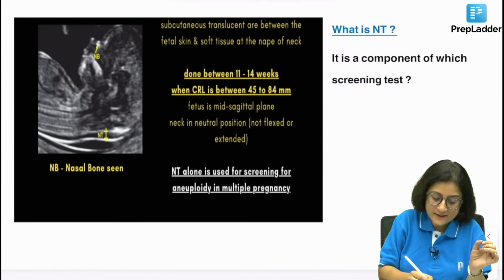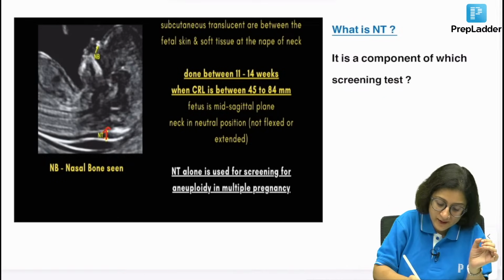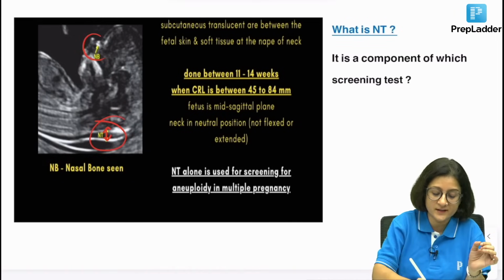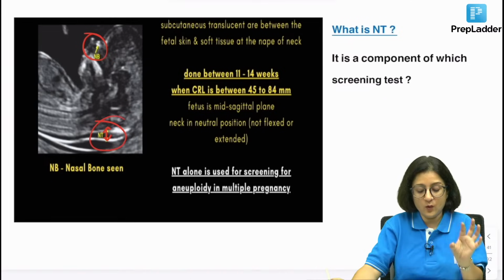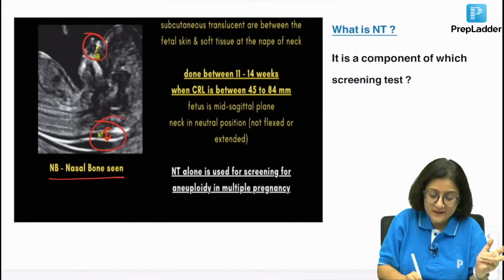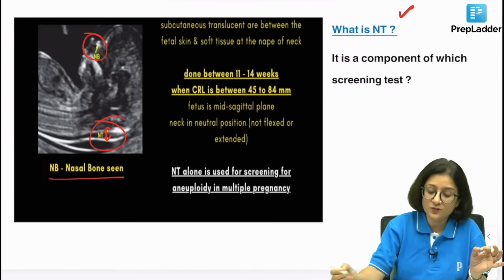Next image, you can see this is the NT being measured. This is the nasal bone being shown here. So absent nasal bone is abnormal. Nasal bone should be present. Question is, what is NT?